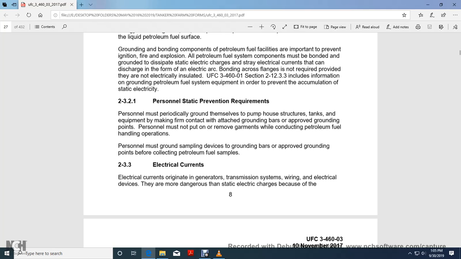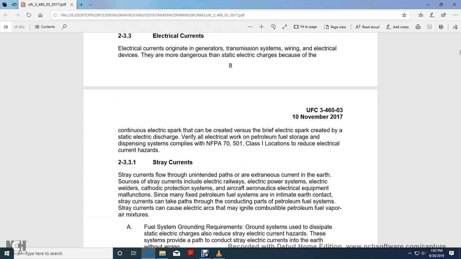2.3.3 Electrical currents. Electrical currents originate with the generator transmission systems. Wiring and electrical devices are more dangerous than static electrical charges because of the continuous electrical arc that is created, compared with the brief electrical spark created by a static electric discharge. Verify all the electrical work of the petroleum fuel storage and dispensing system meets National Fire Protection Association 70, Class 1 location requirements, to reduce electrical hazards.